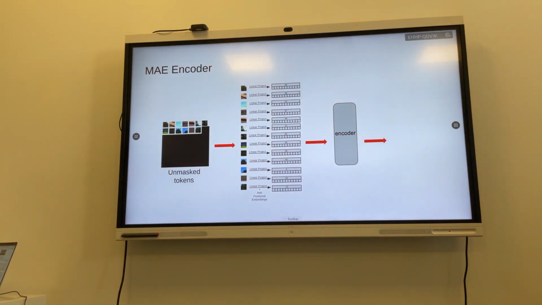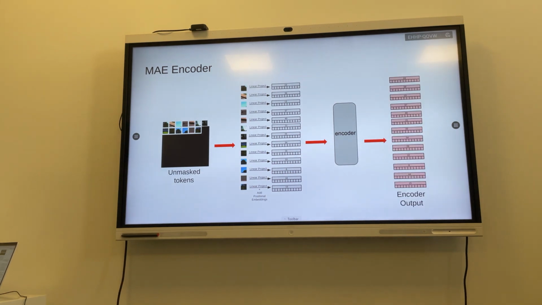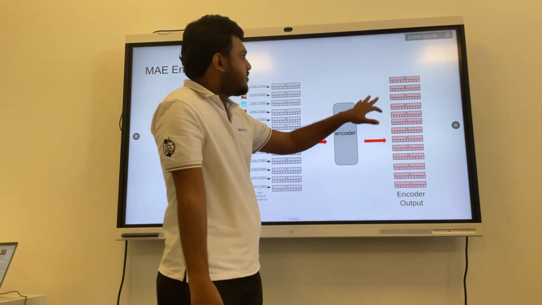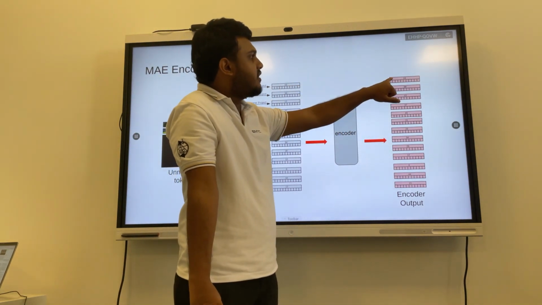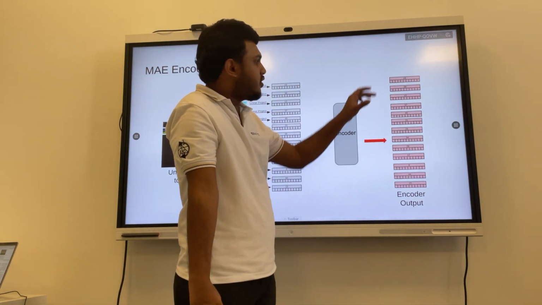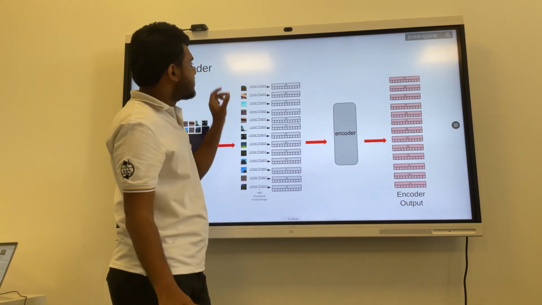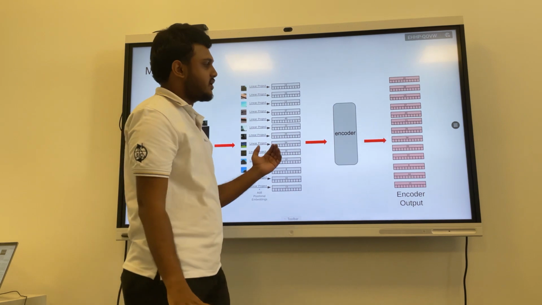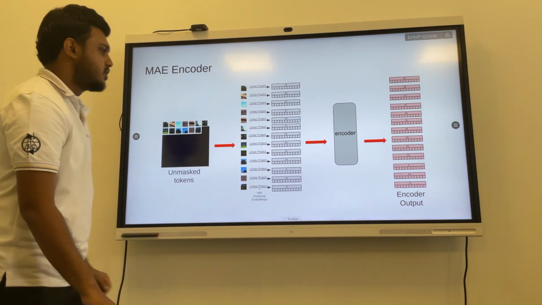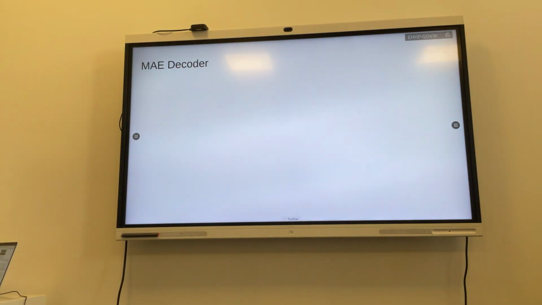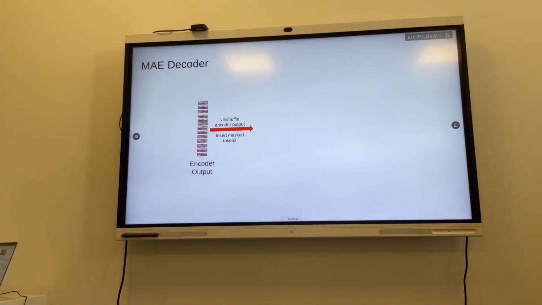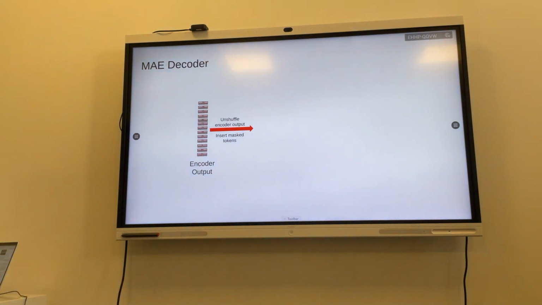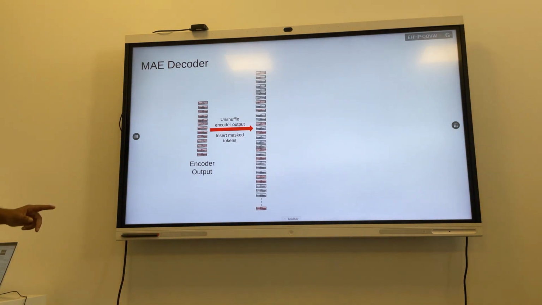And then the output of the encoder. When we send it through the encoder, each of these embeddings will now have some contextual meaning, and for each of these patches it will have an understanding of what is around it, right? That's what basically the encoder should do. And then we have the encoder output. We know this is shuffled. What we will do is we will unshuffle this and also insert the mask tokens.